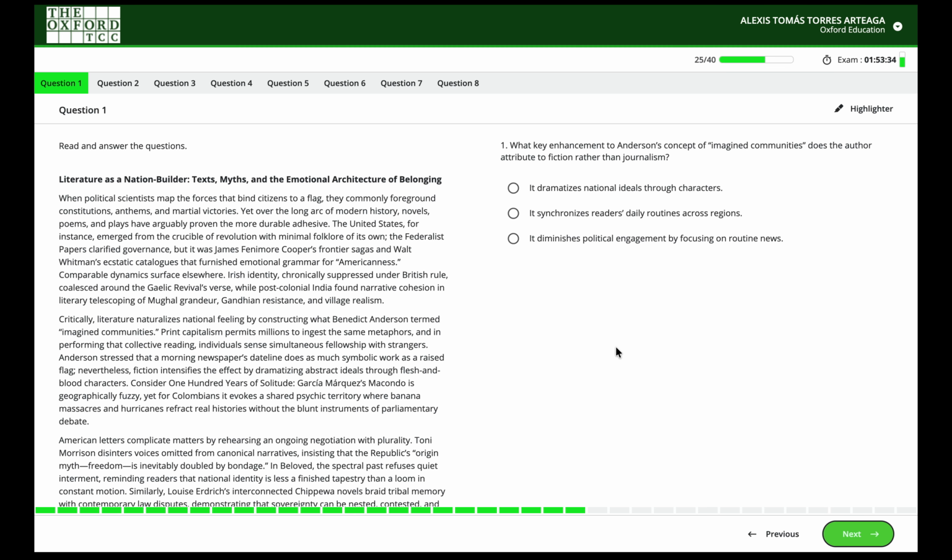Where does Anderson appear? Command F. Okay, thanks. Literature naturalizes national feeling by constructing what Benedict Anderson termed imagined communities.